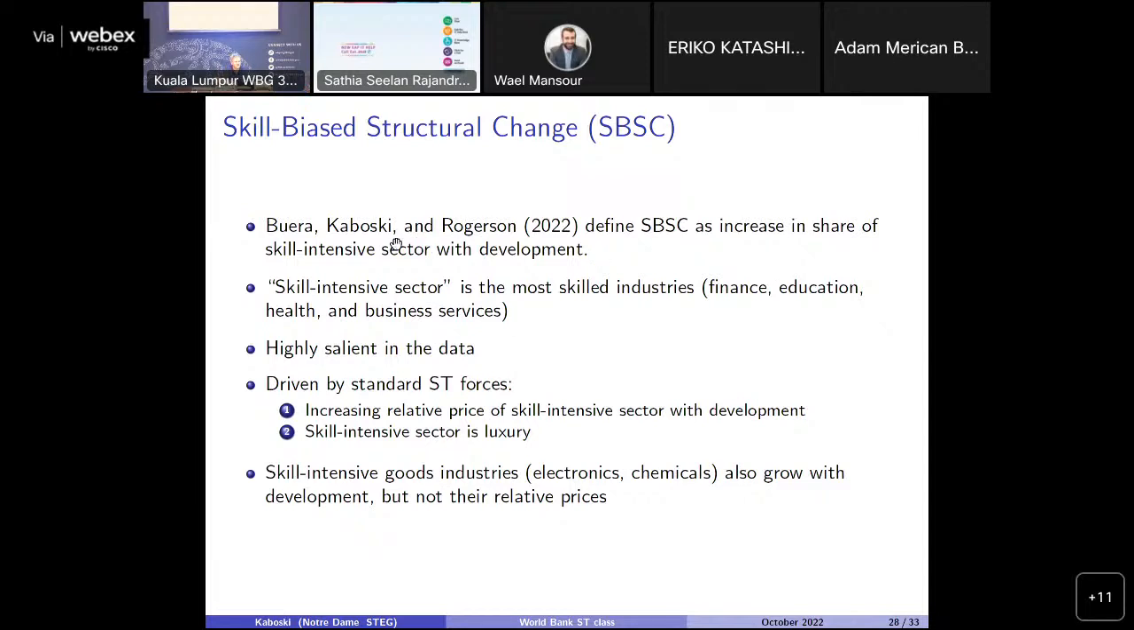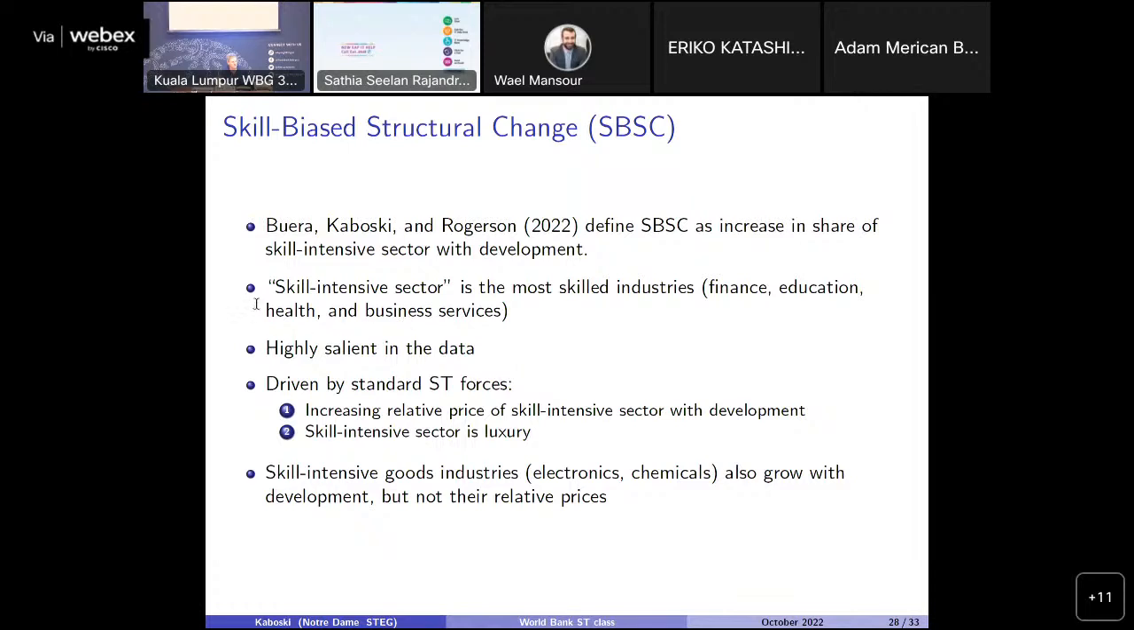How we define the skill-intensive sector is by looking at the most skilled industries, that is, the industries that pay the highest share to college-educated workers, the highest fraction of their wage bill. It's finance, education, health, and business services. Those four industries are going to be the skill-intensive sector.